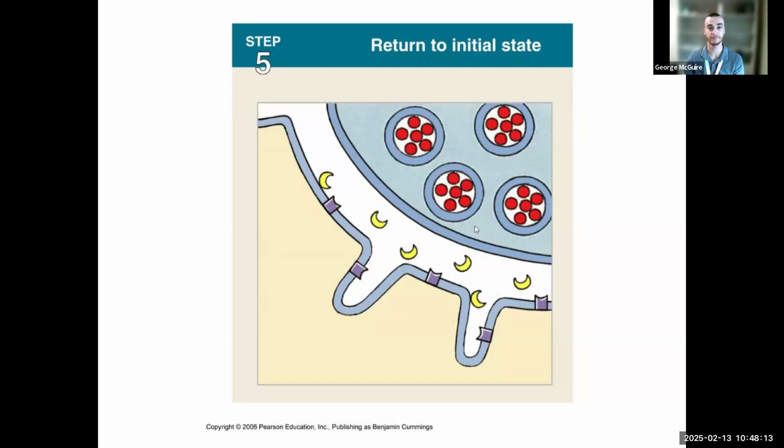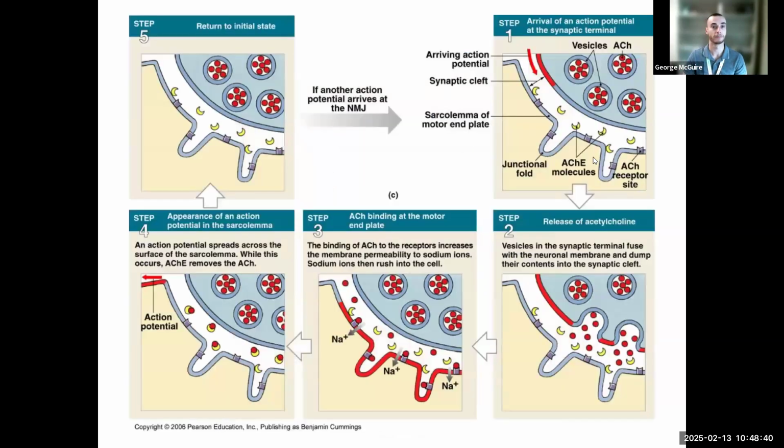Okay? So that is the neuromuscular junction. Action potential arrives, acetylcholine is released, acetylcholine binds with receptor proteins on the sarcolemma. That allows for sodium to flood into the sarcoplasm, which generates an action potential to travel down into the T tubules. And then acetylcholine esterase cleans up acetylcholine and brings it back to the neuron. That is the full cycle of our neuromuscular junctions. So you should be very familiar with this process.